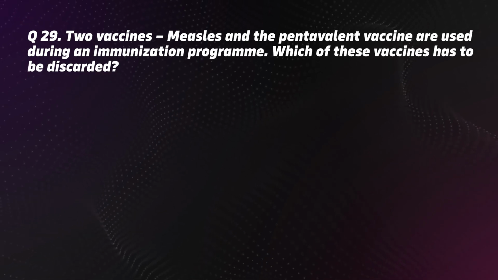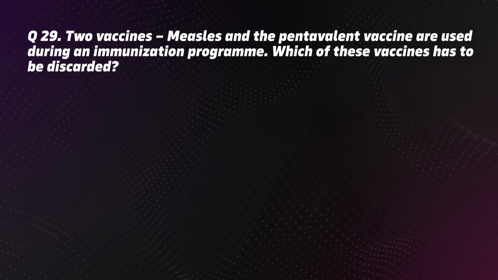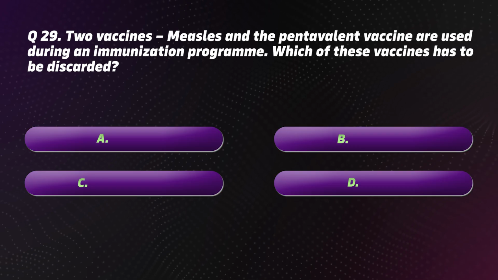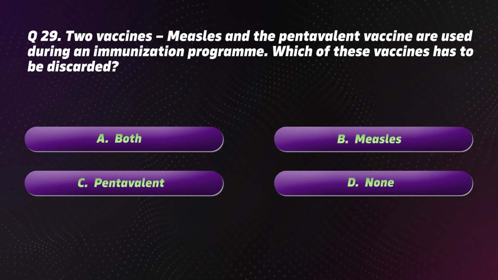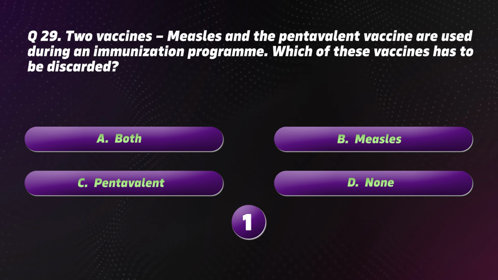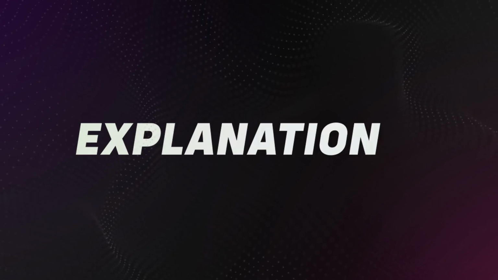Question 29. Two vaccines, measles and the pentavalent vaccine, are used during an immunization program. Which of these vaccines has to be discarded? Here are the options. A. Both. B. Measles. C. Pentavalent. D. None. And the correct option is B. Measles. Here is the explanation.